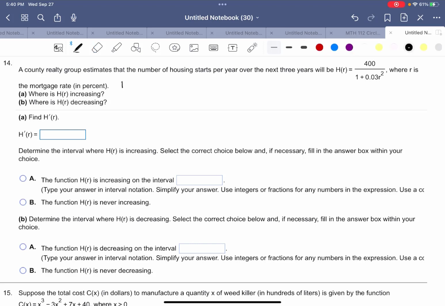So I could use the quotient rule here, but I notice that the numerator is a constant and that I have an exponential expression in the denominator, and I can write that to the -1 power. Remember, this denominator is to the 1, so I can move it to the numerator and make it a -1. And that's going to allow me to use the power rule.